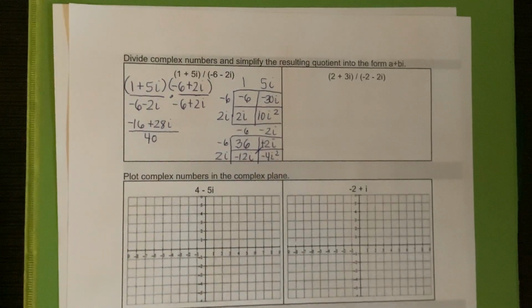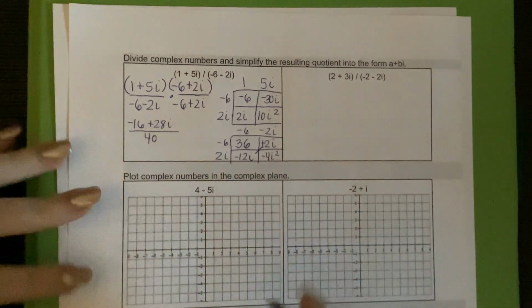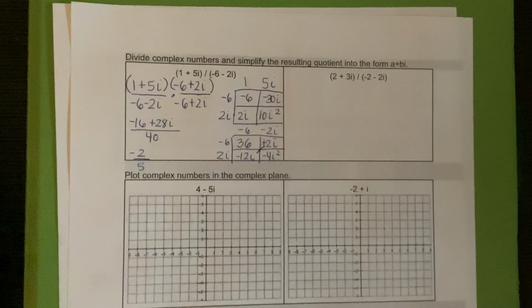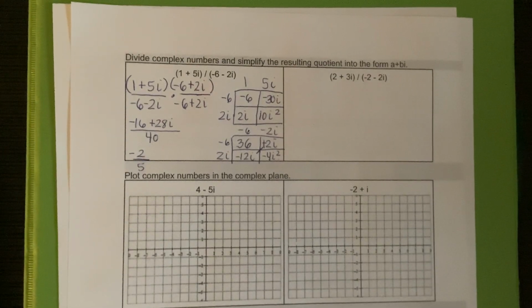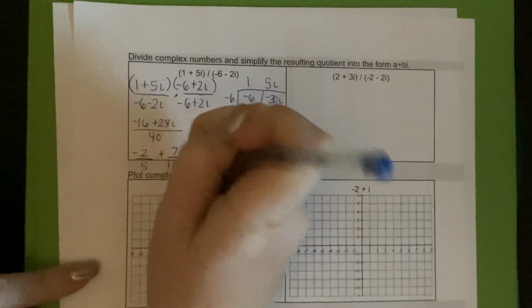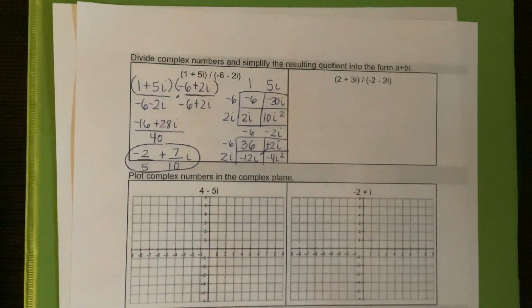And then you're just going to go ahead and break down your fractions. So if you can break down your fractions, it's going to be -16 over 40. See if that can reduce, and it does, to -2 over 5. So this is going to be -2 over 5. That's going to be your real part. And then if you do 28 over 40, that's also going to reduce to 7 over 10. So it's going to be plus 7 over 10i. That would be your final answer.